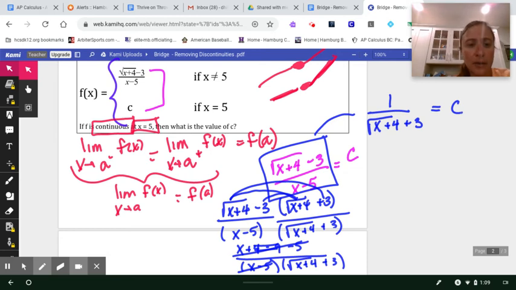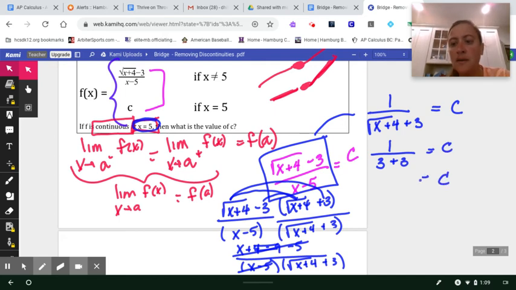And now I'm going to evaluate that function when x is 5, because that was the question. I've got 1 over 5 plus 4 is 9. The square root of 9 is 3, plus 3, equals c. So I would say c is equivalent to 1/6.